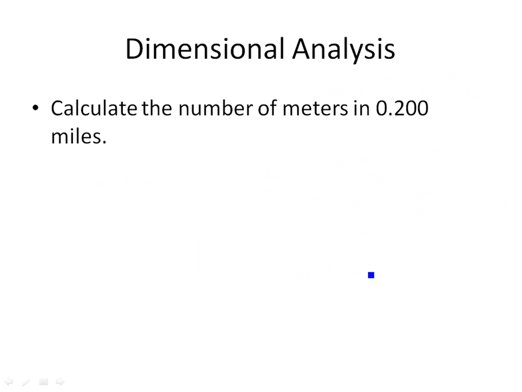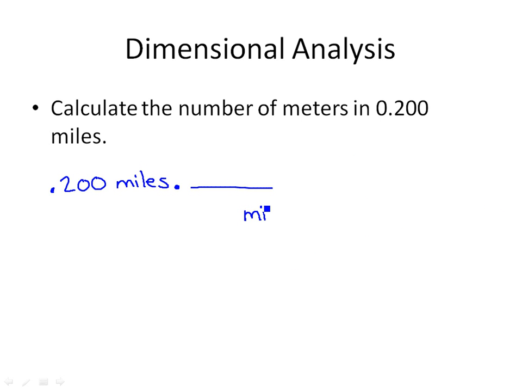Okay, so we're going to do one more with length. We want to find meters from miles. So if we have 0.200 miles, we write out what we know, what we're given first. Okay, write out our fraction, put the miles on the bottom. We know that has to cancel. Okay, and we want to go to meters.